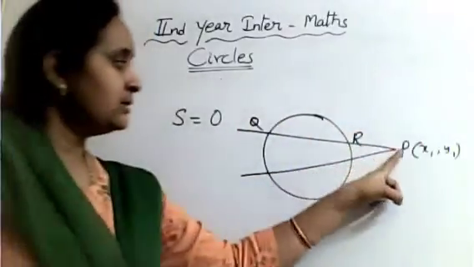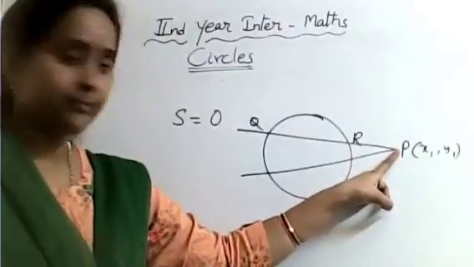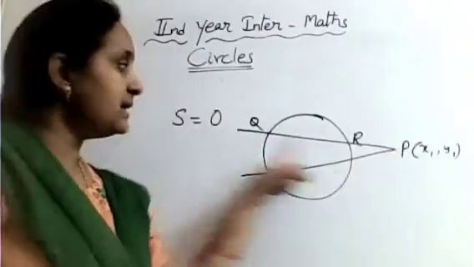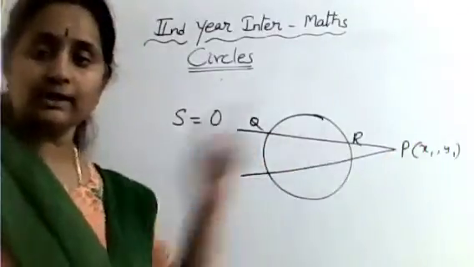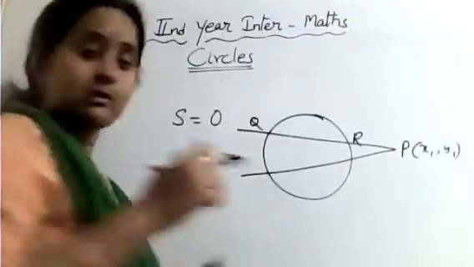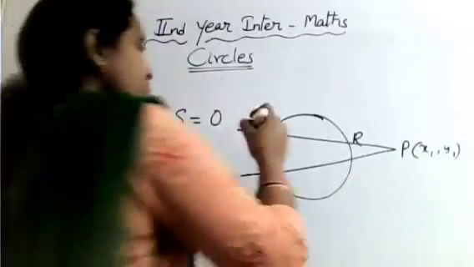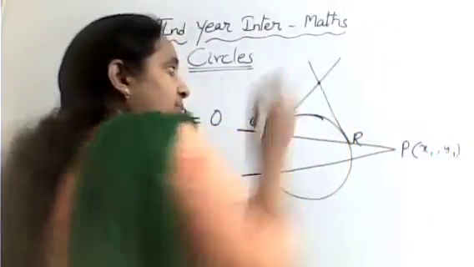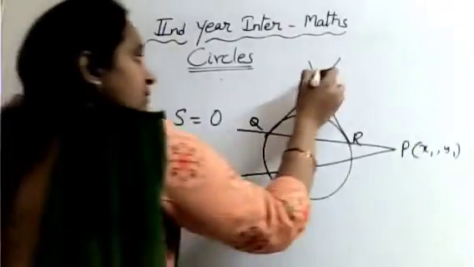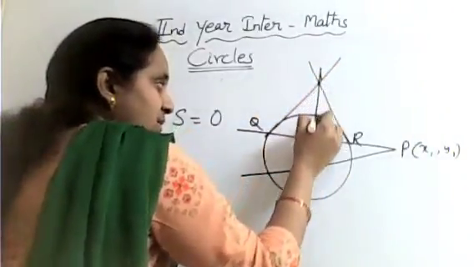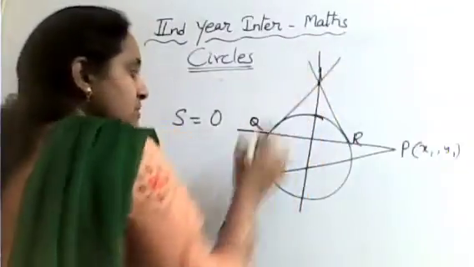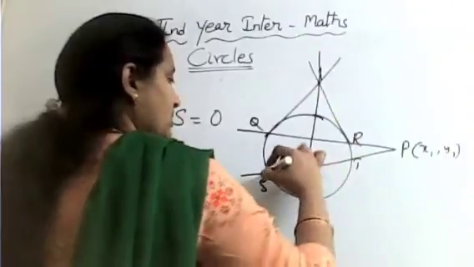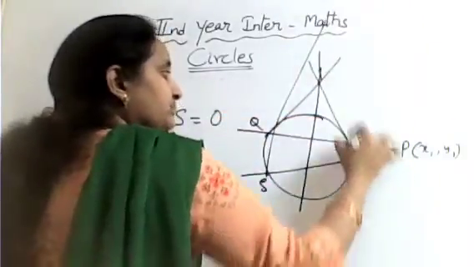If you draw a line from point P to the circle such that the line intersects the circle at Q and R, and if you draw tangents at Q and R, they will meet at a point. Suppose you draw another such line with its tangents, they will meet somewhere.